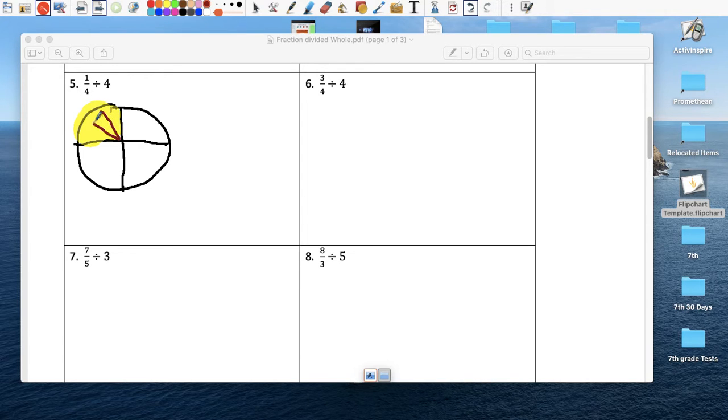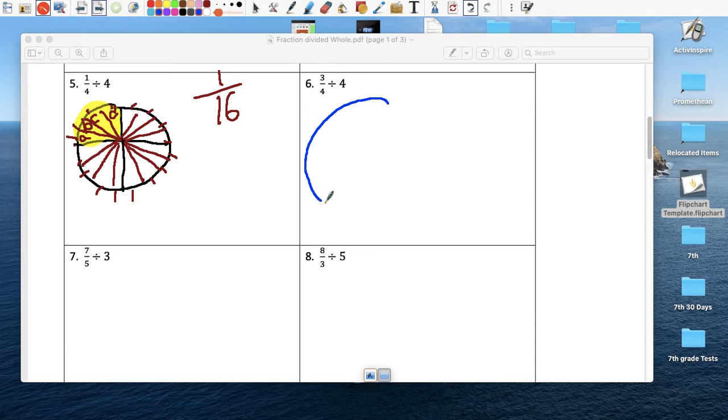1, 2, and then 3, 4, right? So my friend A will have 1 piece, my friend B, my friend C, and my friend D. And don't forget that we have to cut all the other ones. 1, 2, 3, 4. So everybody got 1 out of what? There's 1, 2, 3, 4, 5, 6, 7, 8, 9, 10, 11, 12, 13, 14, 15, 16. Everybody got a very tiny, tiny slice. 1 out of 16.